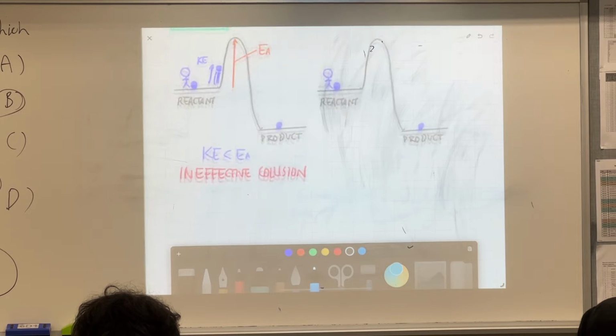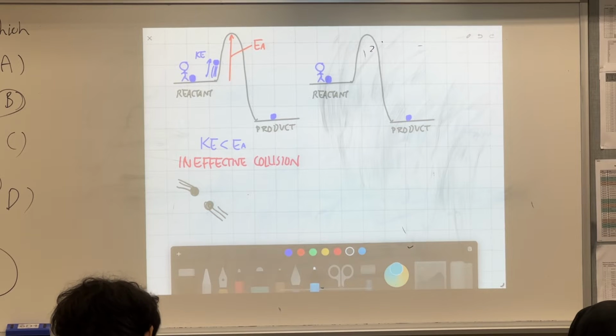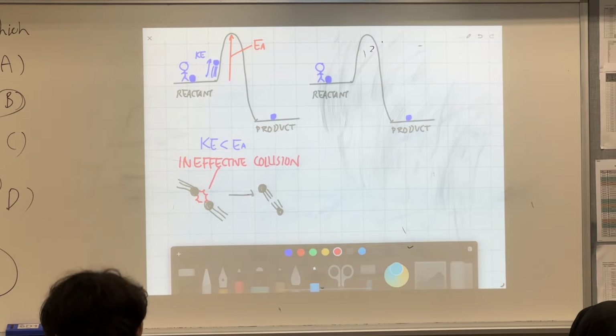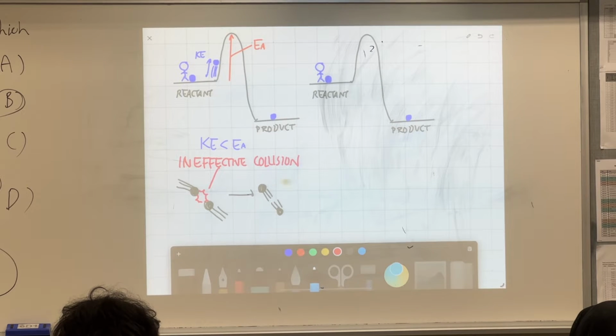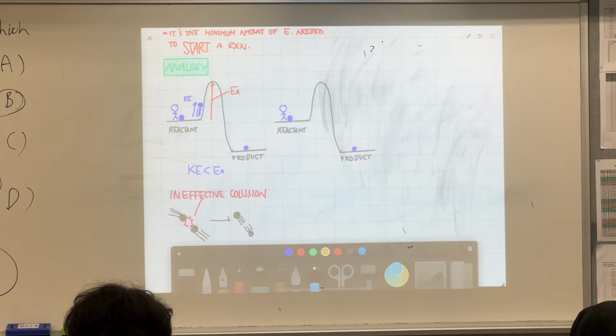Things will just collide, but then they will just part ways. Imagine this: you have two reactants. When they collide with too little energy, what will happen to them? They will just bounce off one another. Nothing happens. This is what we mean by ineffective collision. Yeah, they did collide, but no reaction happens. They just part ways as if there's nothing happening. So we call this ineffective collision, when the Ke is less than activation energy.